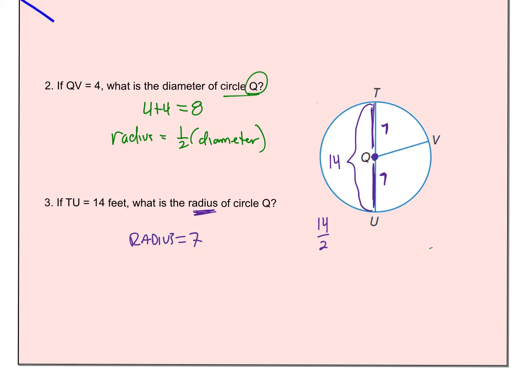Just understanding that a radius is going to be half of the diameter. Half of a diameter is going to be your radius.